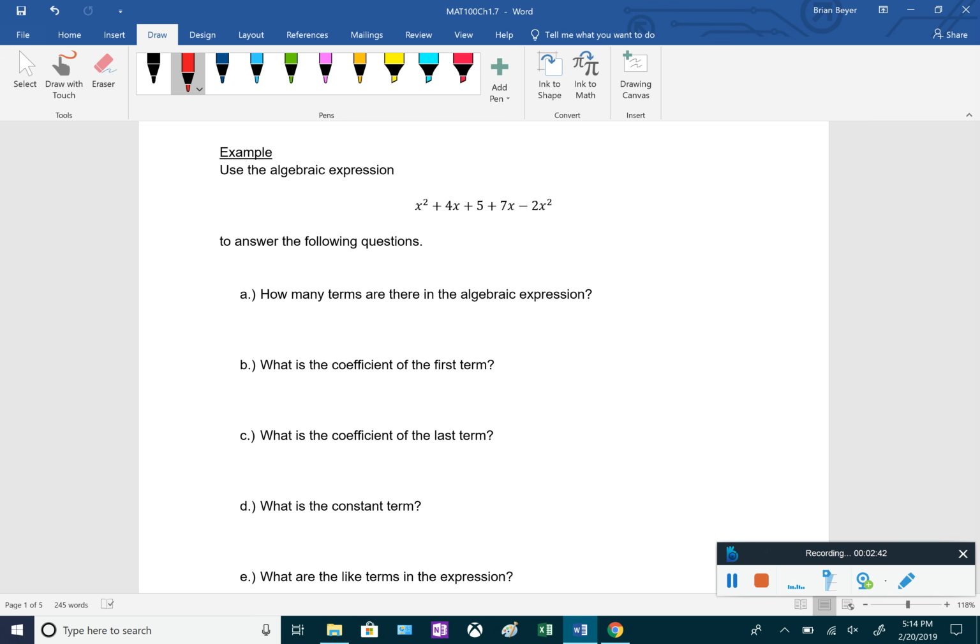Okay, so let's do this example, multiple part question example here. So let's say we have this algebraic expression, x squared plus 4x plus 5 plus 7x minus 2x squared. So first question, how many terms are there in this expression? So we have 1, 2, 3, 4, and 5. So remember, terms are separated by addition. So we have 5 terms.